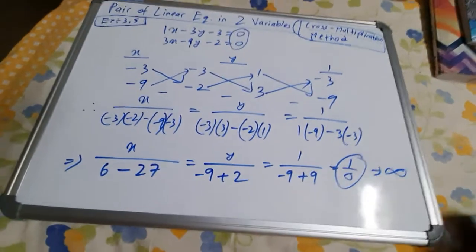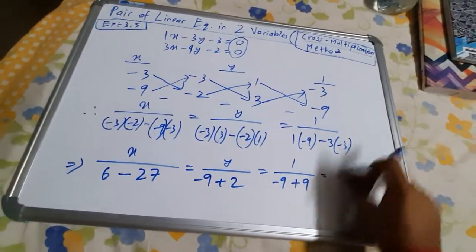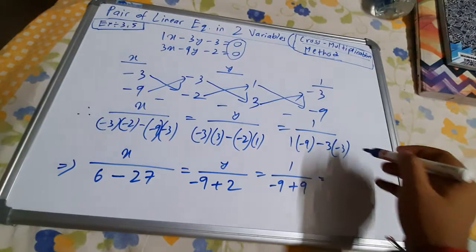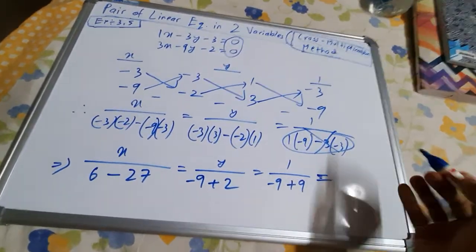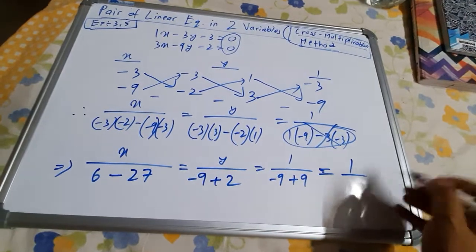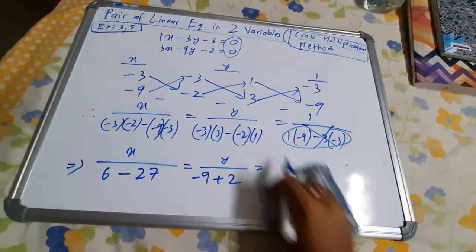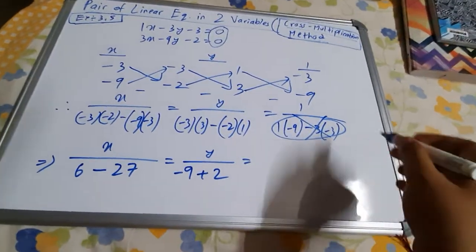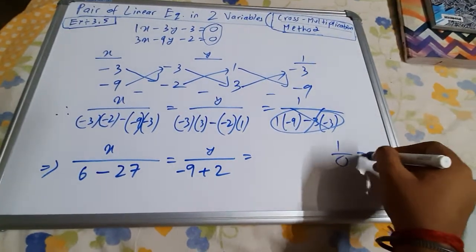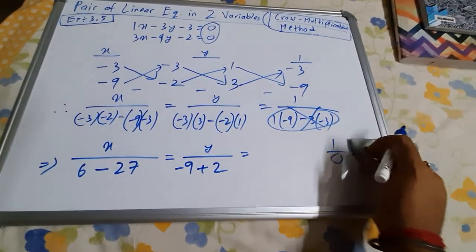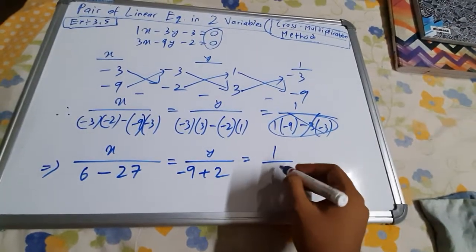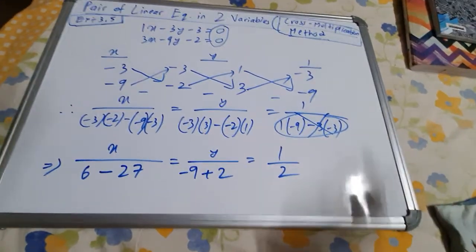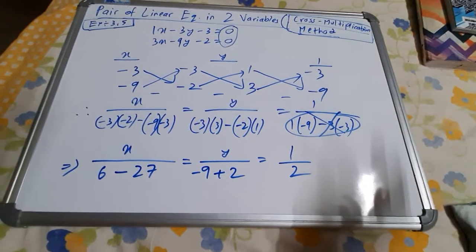But let it be. Suppose I'm just not considering this one, because it's actually coming as infinity. You know 1 by 0 equals infinity. So I am just not considering this case. I'm just considering some random value in my mind. Suppose let it be 1 by 2.